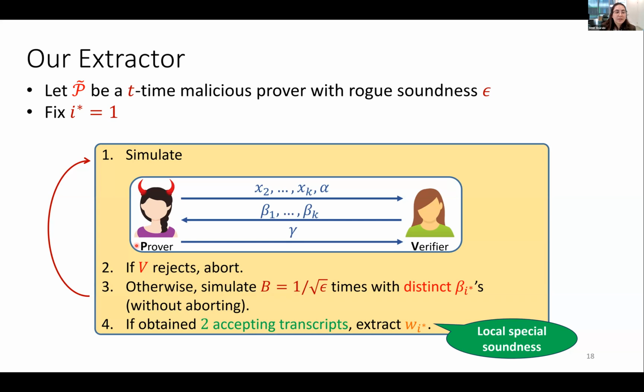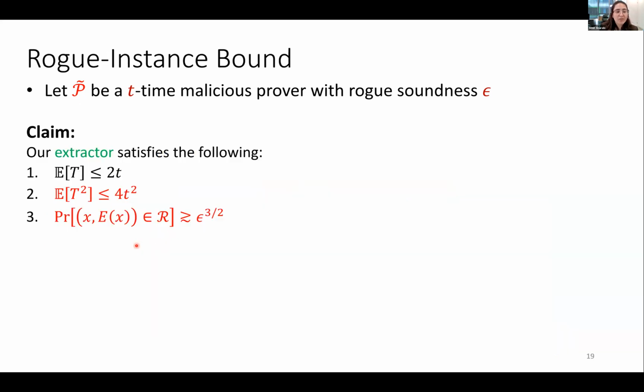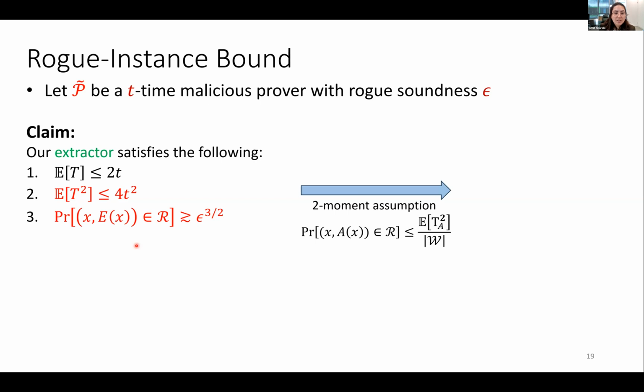We show that the expected running time of our extractor is bounded by 2t, and that the second moment of its running time behaves similarly and is bounded by 4t squared. Then we show that the success probability of our extractor is at least epsilon to the power of 3/2, and combined with the second moment assumption, it allows us to derive our ROG soundness bound.